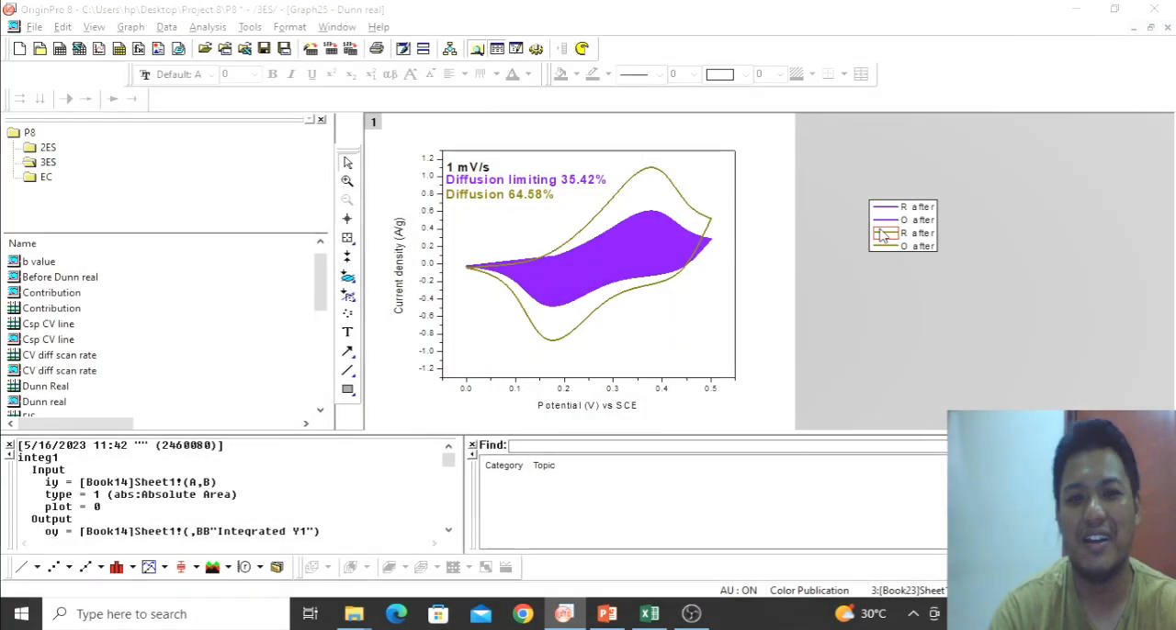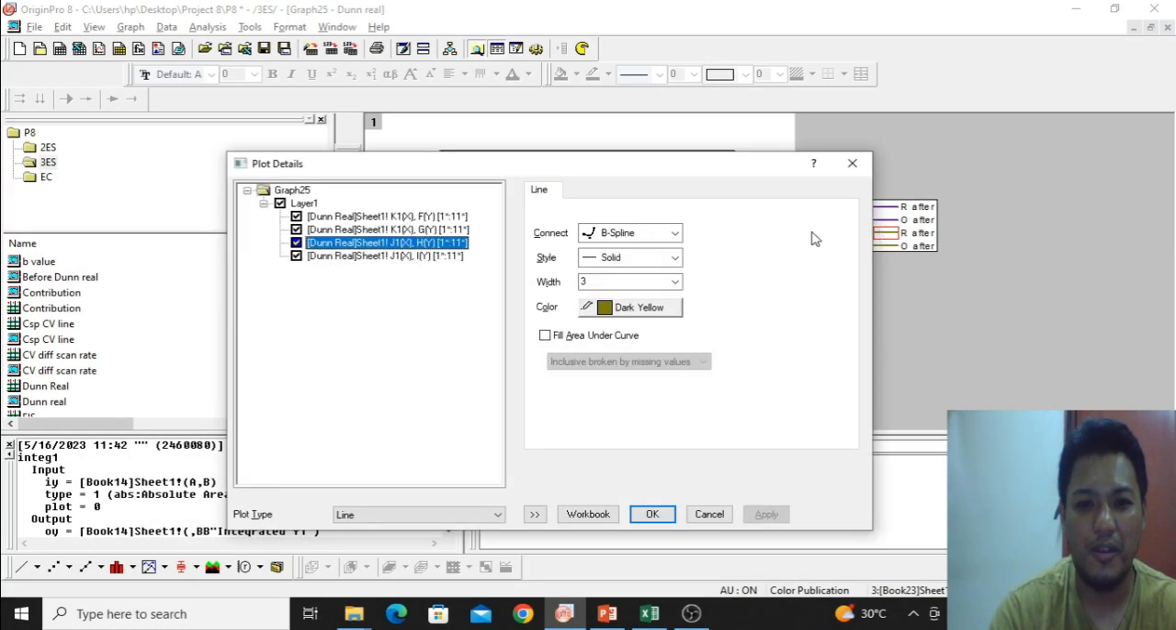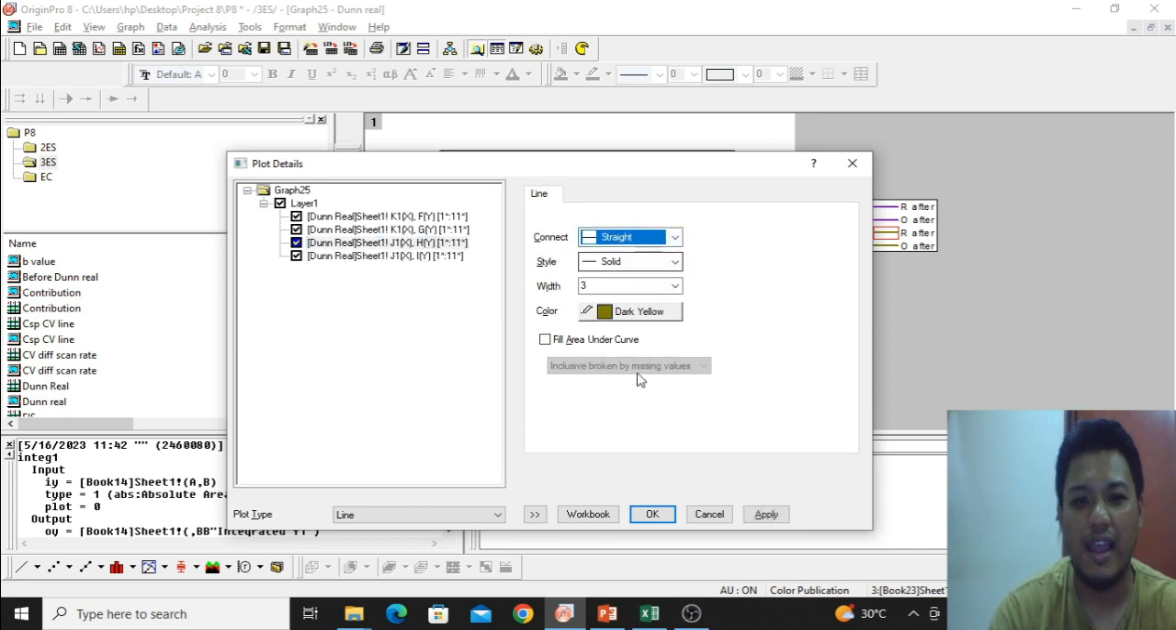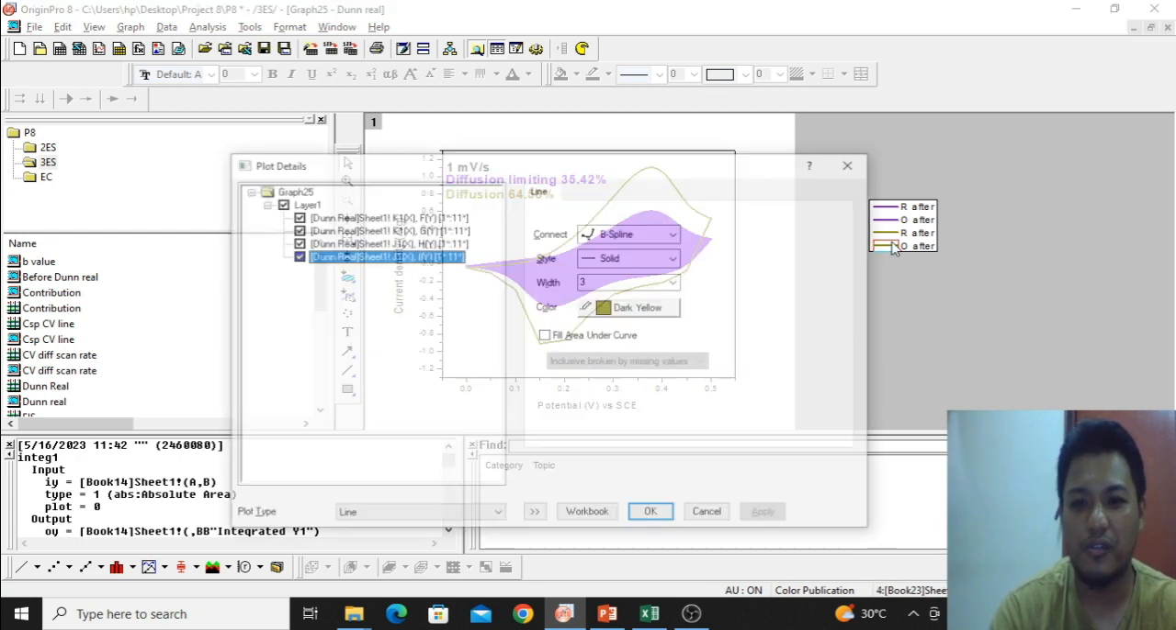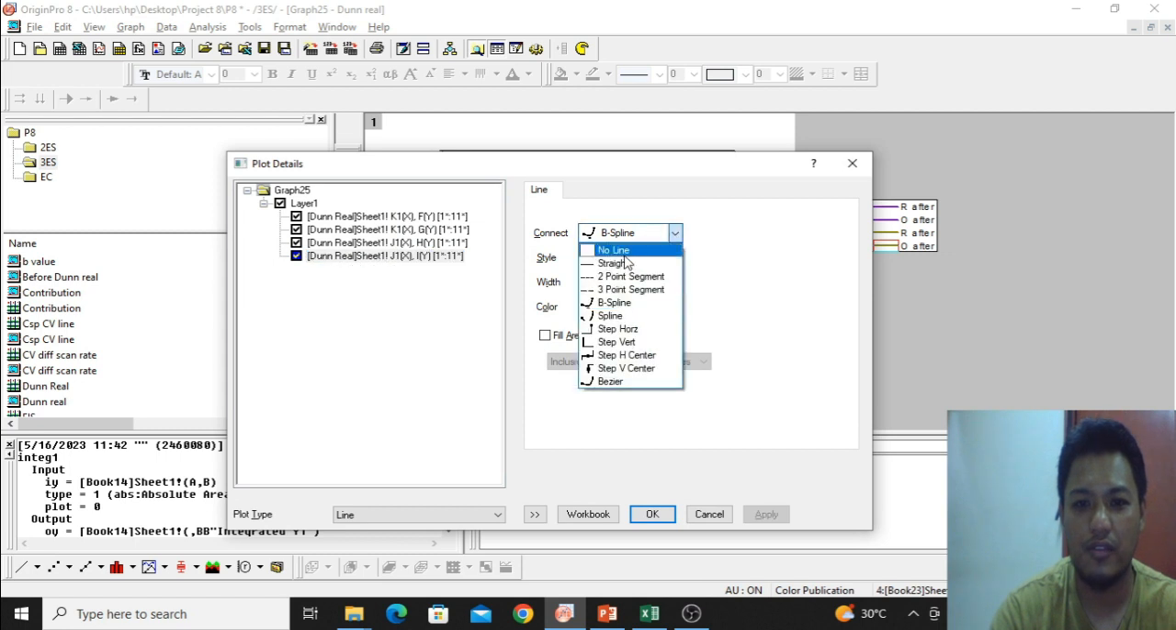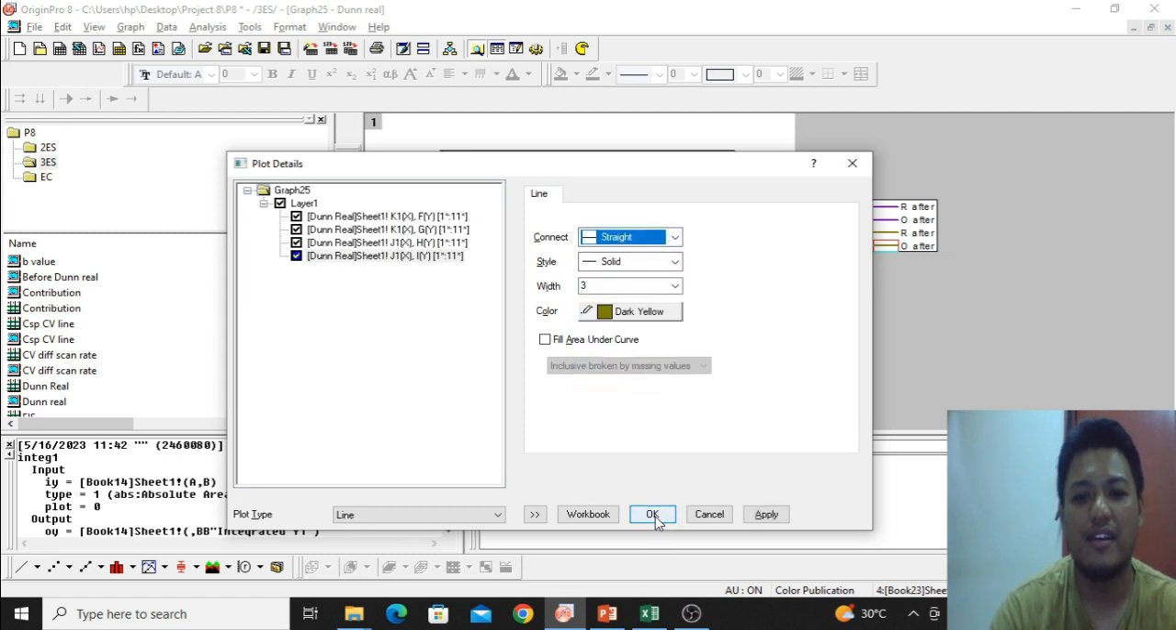Clearly, I will show you. If you plot your graph and you're not using B-spline, if you are using only straight lines, you can see what happened. You can get a very not nice graph like this. Okay, let me show you some. If you are only using straight lines, you will only get this.